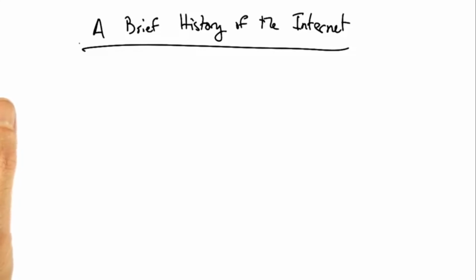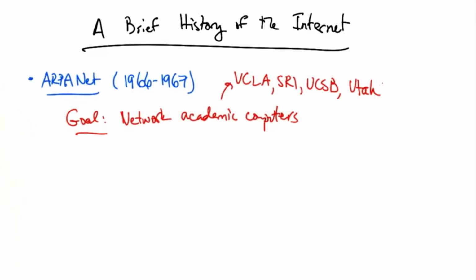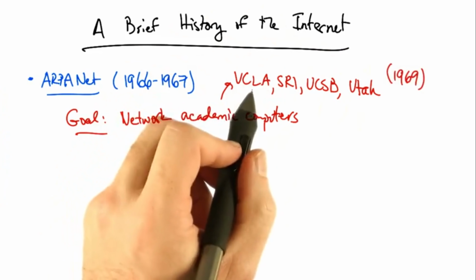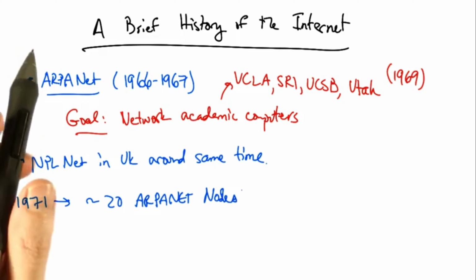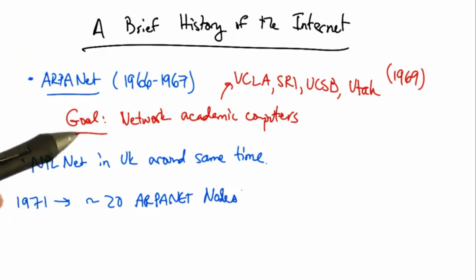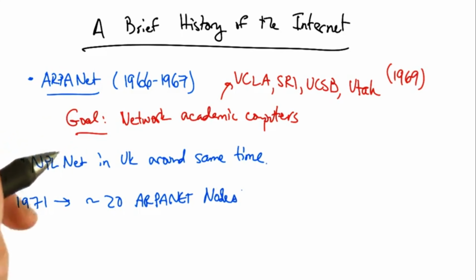In this lesson, we will cover a brief history of the Internet. The Internet has its roots in the ARPANET, which was conceived in 1966 to connect big academic computers together. The first operational ARPANET nodes came online in 1969 at UCLA, SRI, UCSB, and Utah. Around the same time, the National Physical Laboratory in the UK also came online. By 1971, there were about 20 ARPANET nodes and the first host-to-host protocol. There were 2 cross-country links, and all of the links were at 50 kbps.